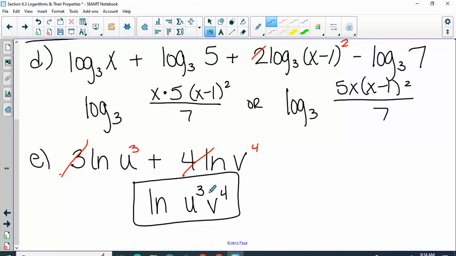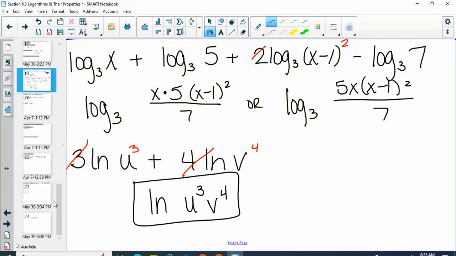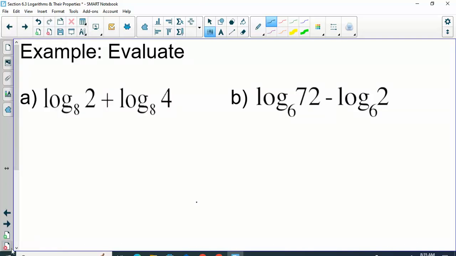Don't do it. Don't do it. Don't. The last, I have 2 more slides. They're pretty quick, just using properties to simplify a couple things. I don't even have room on my paper. I'm gonna just put it in the margins.